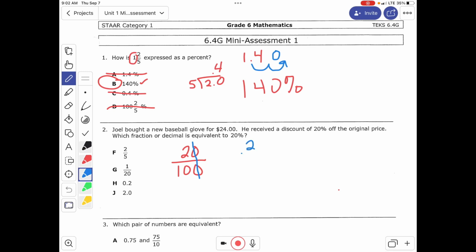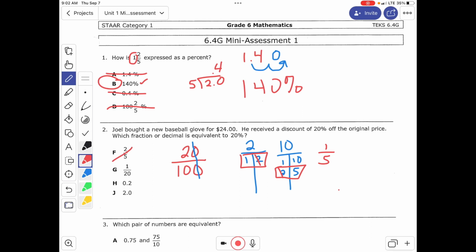And remember how she showed us to write the factors for each number and look for what they have in common. So they both have a 2. Box it and mark it out, and that leaves the 1 and the 5. So 1/5. Well, it says 2/5 on the answer choice, so I know that can't be right.